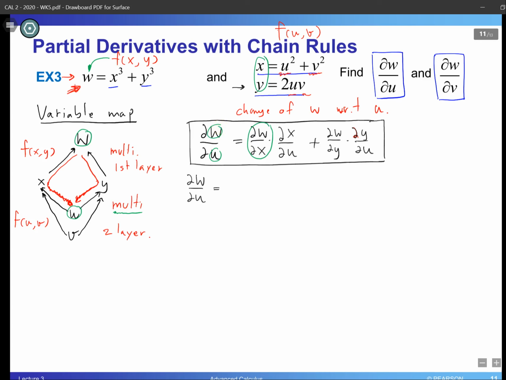This one is easy. Differentiate this with respect to x, I get 3x squared. Differentiate y cubed with respect to x, it's going to go to 0. Alright, that is the first term.